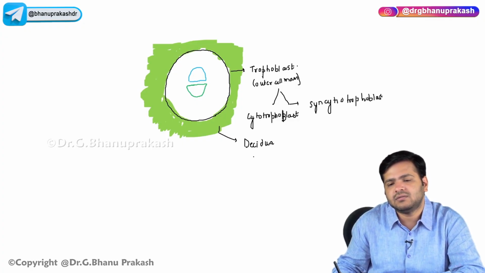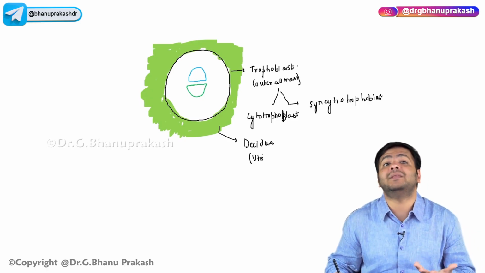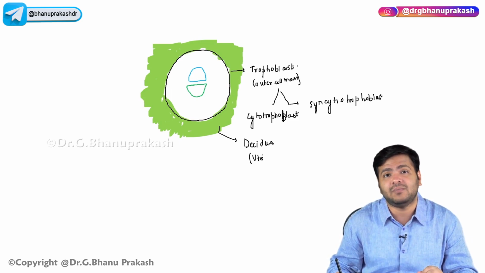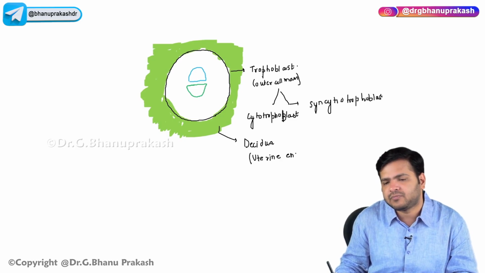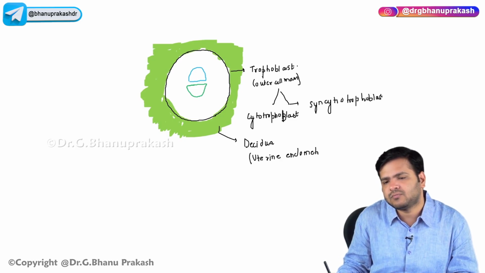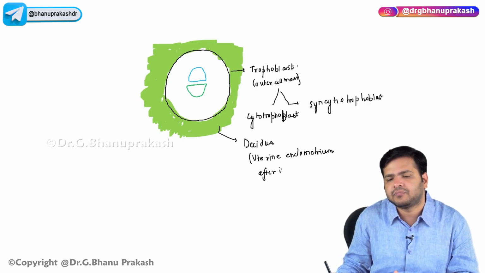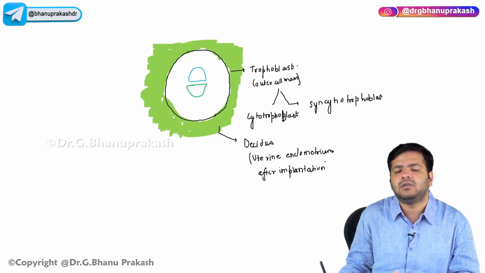Decidua is nothing but the uterus का जो endometrium है, तो उसी को हम लोग implantation के बाद we give it a special name, that is called the uterine endometrium, that is the decidua. Uterine endometrium after implantation, right?